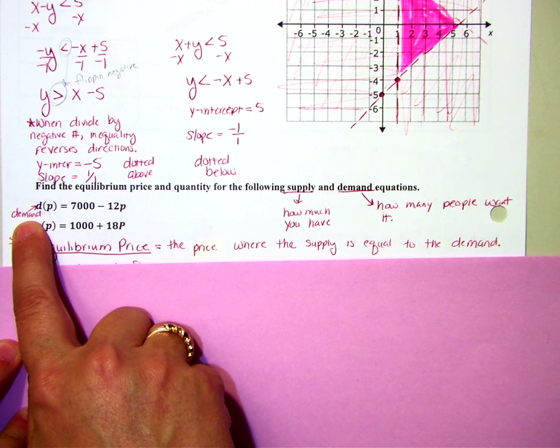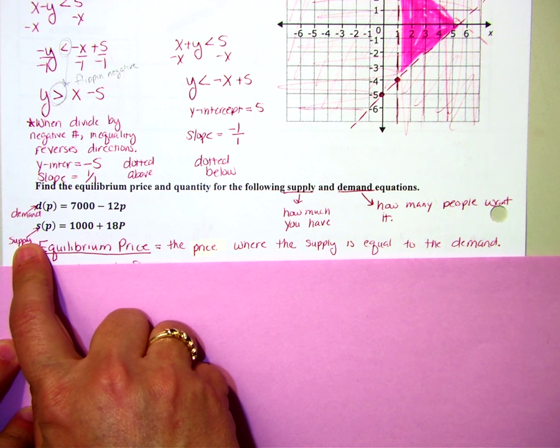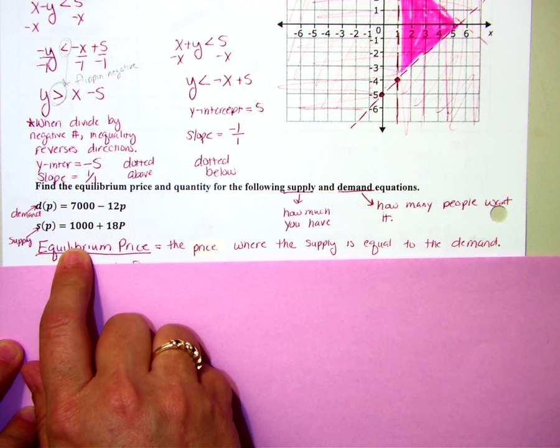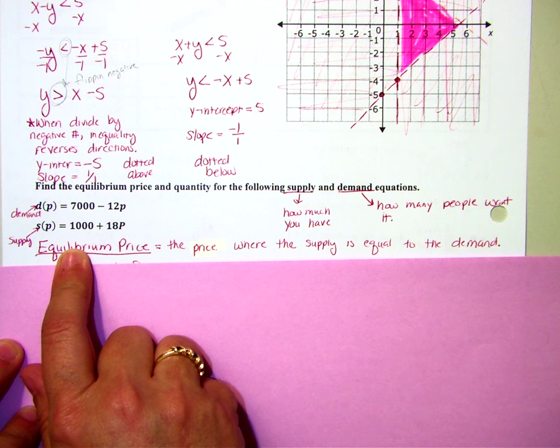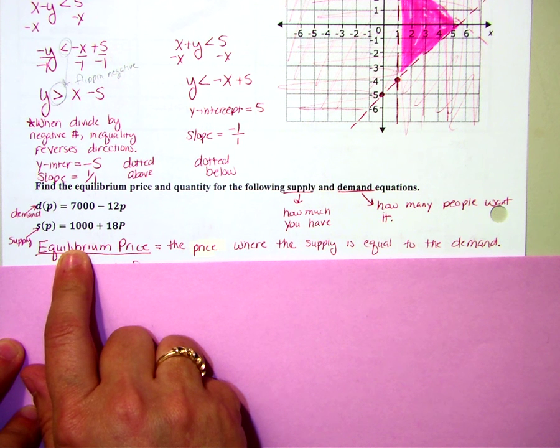My apologies. Now, D and S. D would mean that's your demand equation, and S stands for your supply equation. If we want the equilibrium price, that means we want them to be equal.